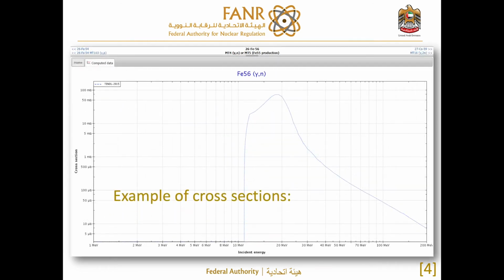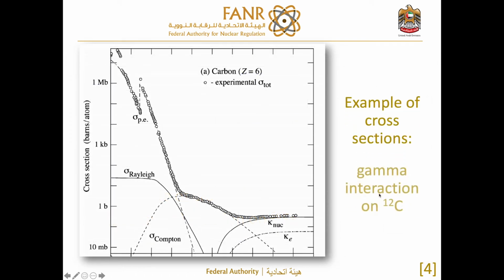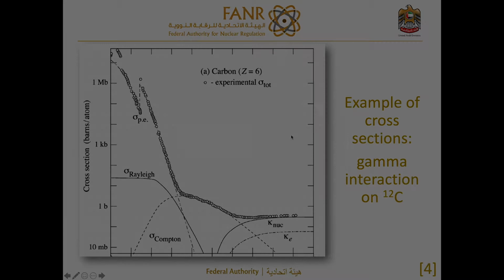This is another reaction, the photoneutron reaction, (gamma,n) on iron. This is clearly a reaction which has a threshold, with a maximum value around 15 megaelectron volts, and then the probability decreases again. And this is another example of cross-section. This time it's the interaction of a gamma beam over carbon, where we can see that the behavior is dominated by the photoelectric effect at the lower energies, then by the Compton effect at intermediate energies, and by pair creation in the higher energy range.